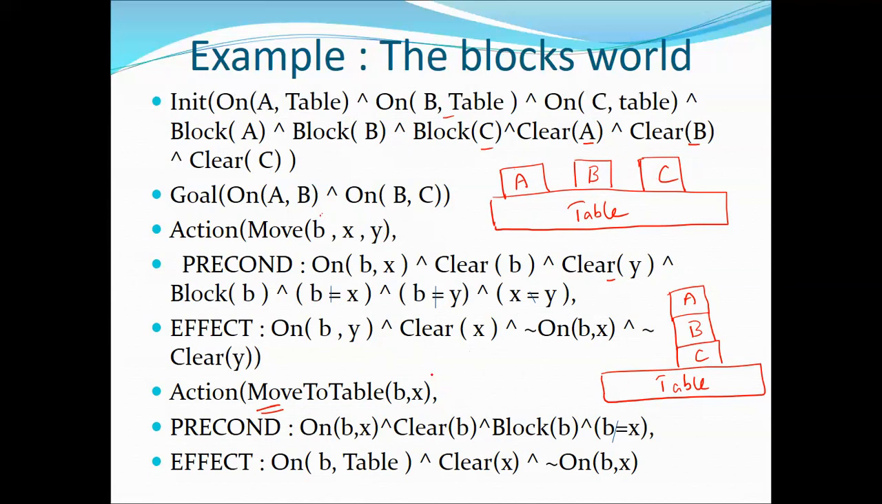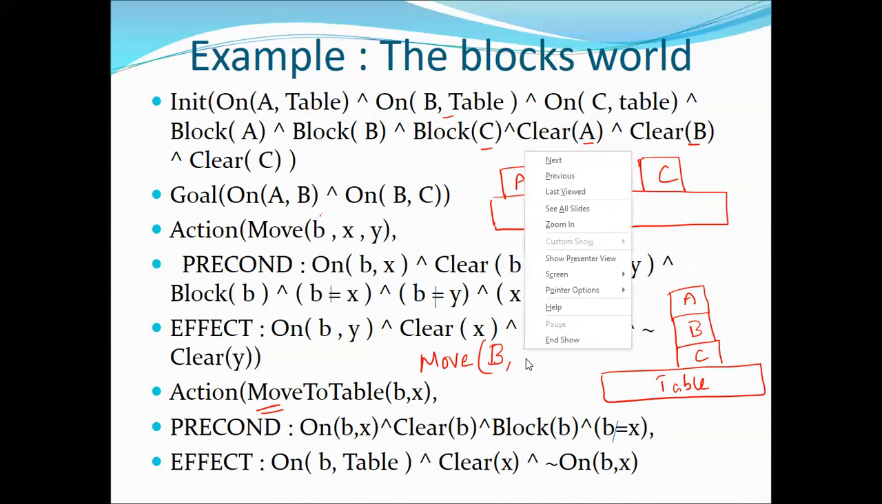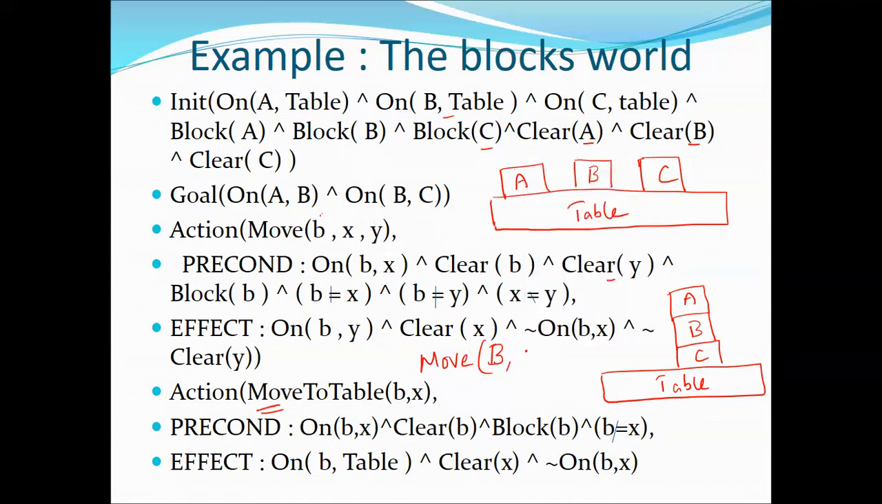So for that, what command do we have to use? Move B comma, move the block B. Currently, where is the block B? Currently, the block B is on the table. So move the block B from table to where? It should be moved to C, right? So now the block B, which is currently on the table, will be moved on top of C, right?